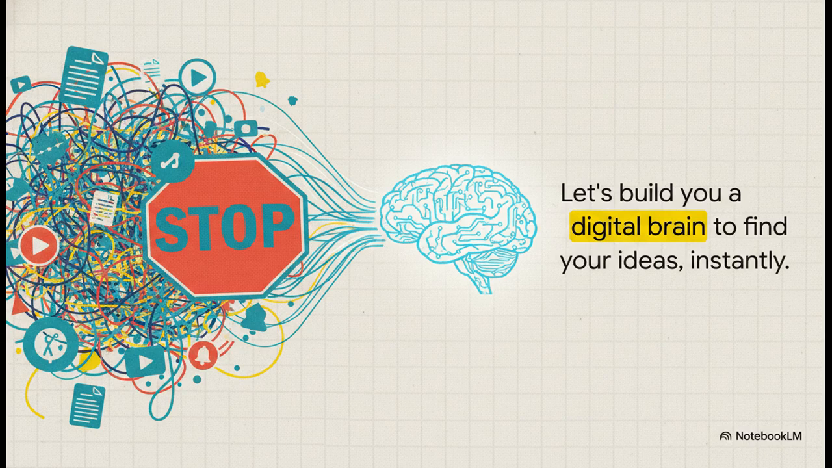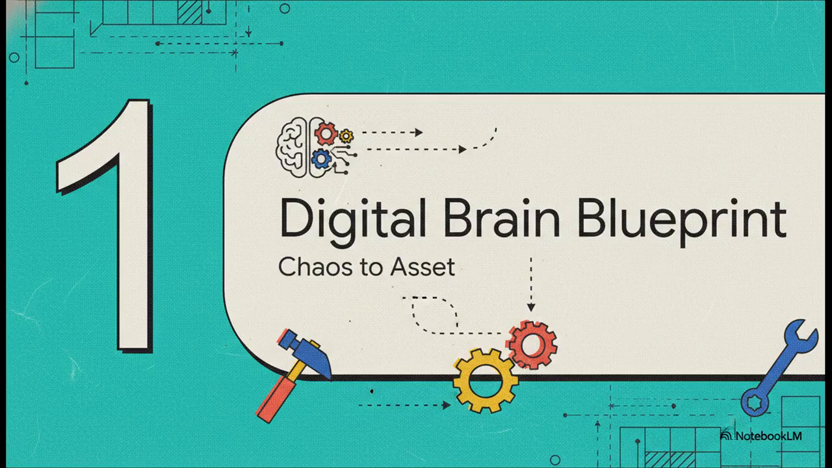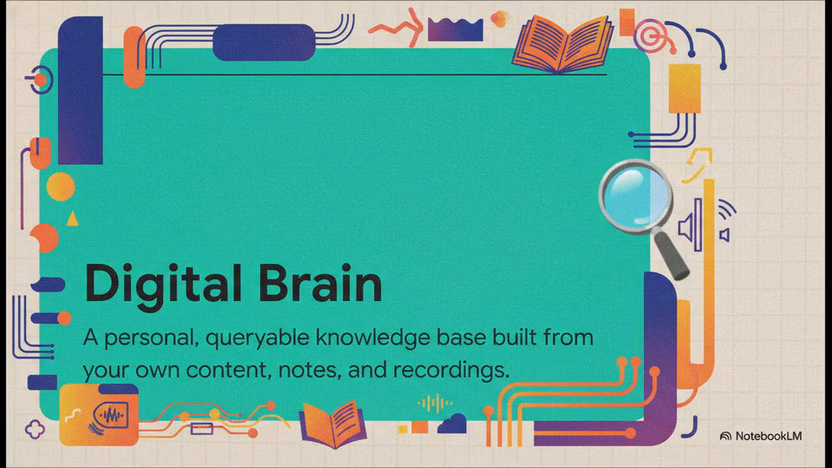Right now, we're going to build you a direct, actionable solution. We're going to build you a brain that can find all those amazing ideas instantly. I want you to think of this as our construction plan. It's a clear, simple blueprint that's going to help us turn that information chaos into an asset you can actually use every single day. So what exactly is this thing we're building?